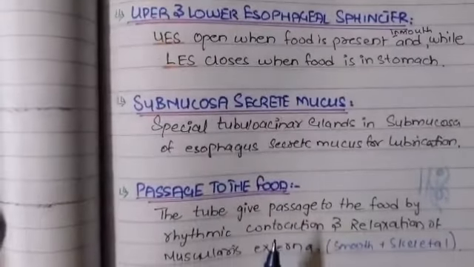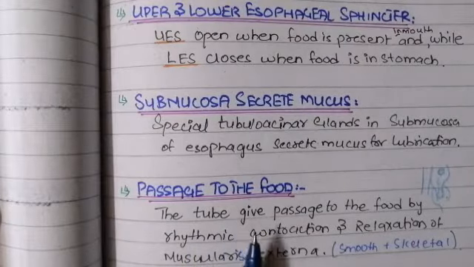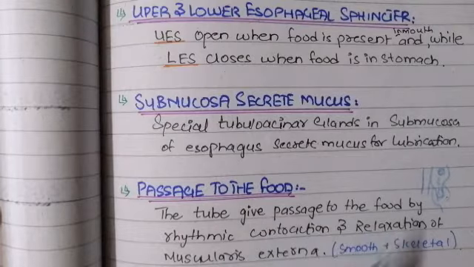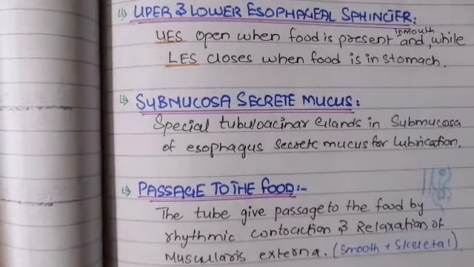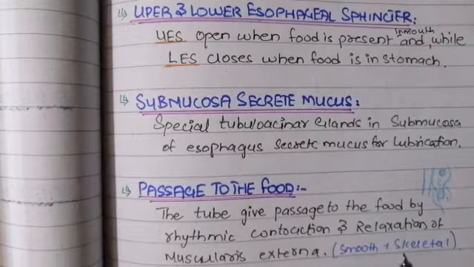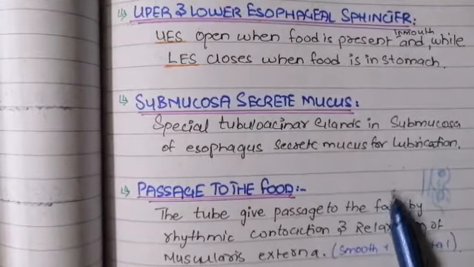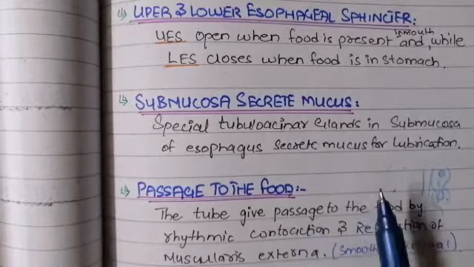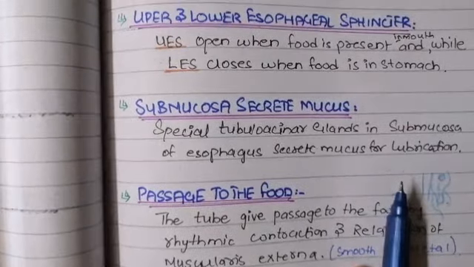The other important role of the esophagus is the passage of food. That is the most important role. This muscular tube gives passage to the food by the rhythmic contraction and relaxation of the muscularis externa. The muscularis externa of the esophagus is specialized and is formed from two types of muscle: it contains smooth muscle and also skeletal muscle. Both smooth and skeletal muscle form the muscularis externa, which causes the rhythmic contraction and relaxation that moves the food bolus from the oral cavity to the stomach. So the passage of food is a very important function of the esophagus.